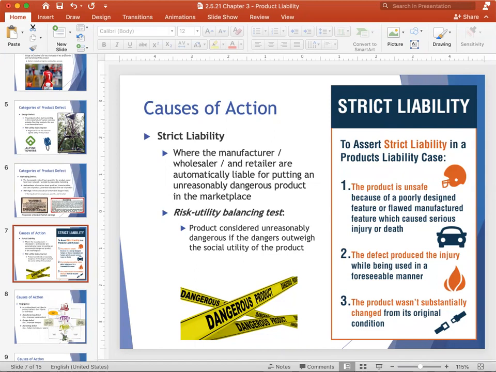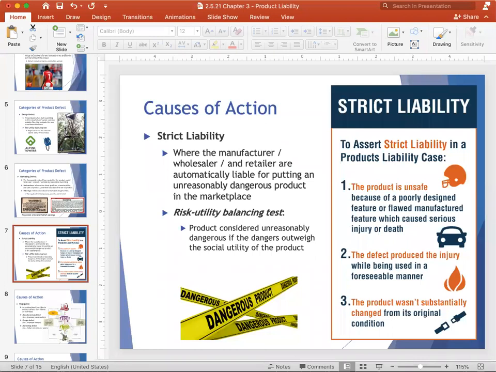This first one is considered strict liability. Now, strict liability occurs when there actually is nothing wrong with the product. So there's no product defect. There's nothing wrong with the design, the manufacturing, or the warning of the product. The product is just considered too dangerous to exist. And so the designer, the manufacturer, and the retailer responsible for creating and distributing this product are just in general liable for putting an unreasonably dangerous product in the marketplace.